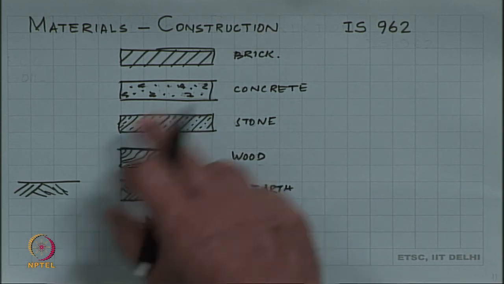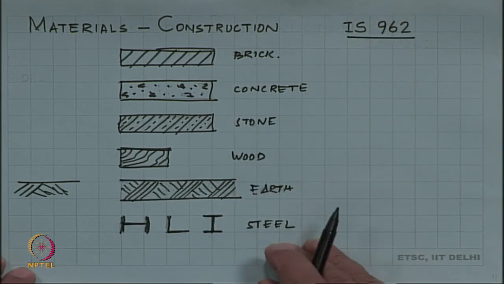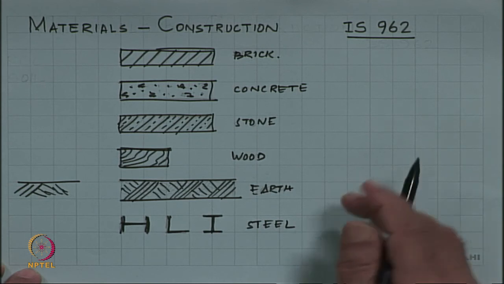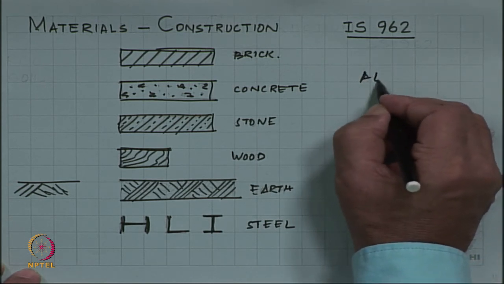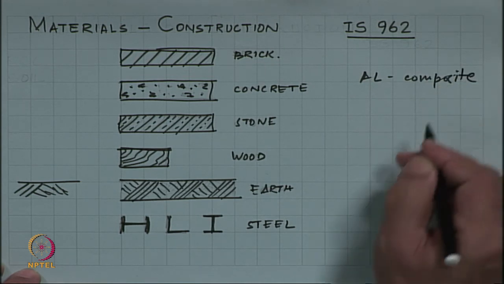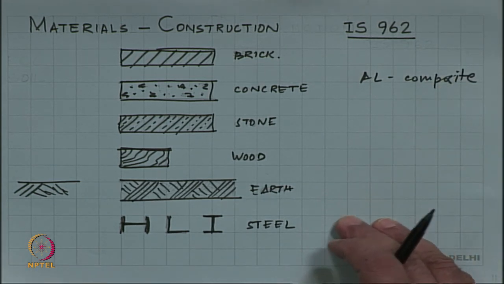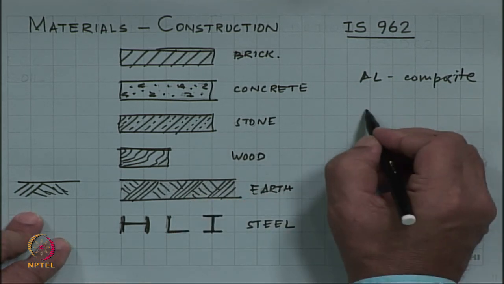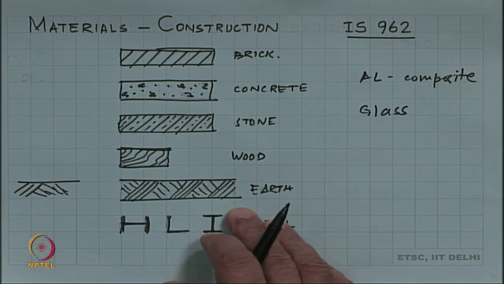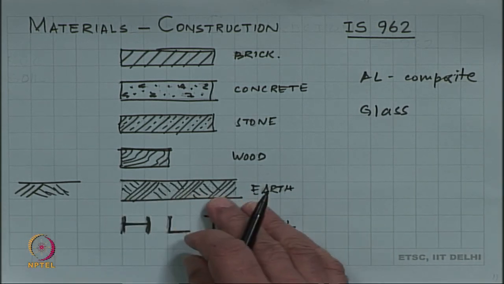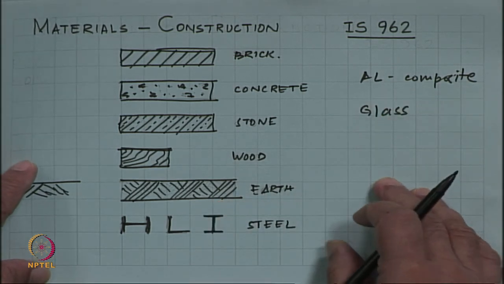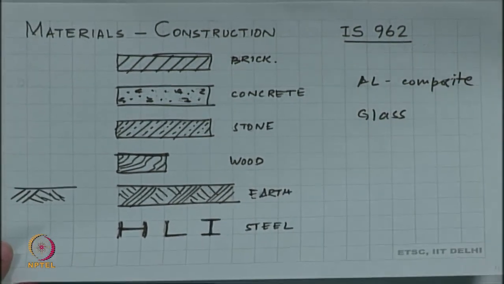There are many other materials, and one can look up IS 962. Many new materials have come up. For example, we now have the aluminium composite which is pasted to the outside wall of buildings. There are many cases where you now have extensive use of glass. So, they all have their own symbols and we can pick them up from the relevant standards.